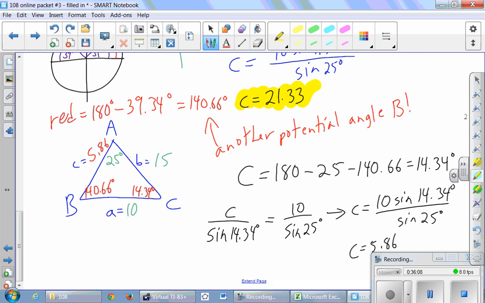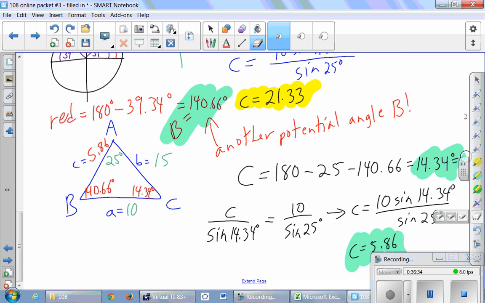So I'll color in a different color now that we have angle, where are we now? We have angle B is equal to 140.66. And then we found out that angle C was 14.34, and then side little c was 5.86. Maybe I'll try to make this guy a little bit bigger.